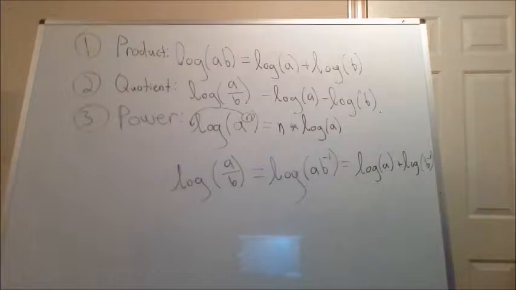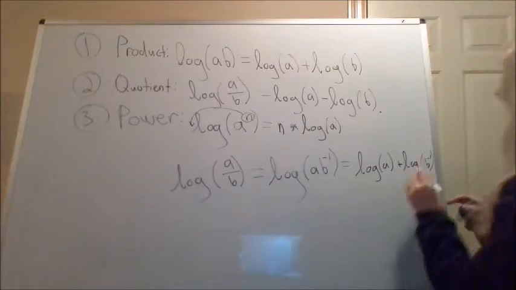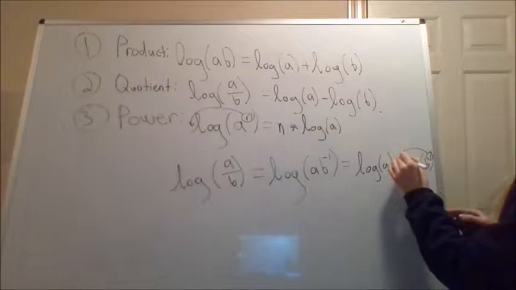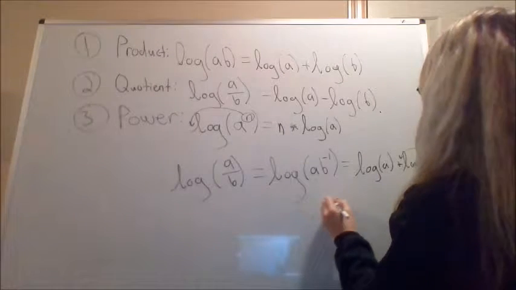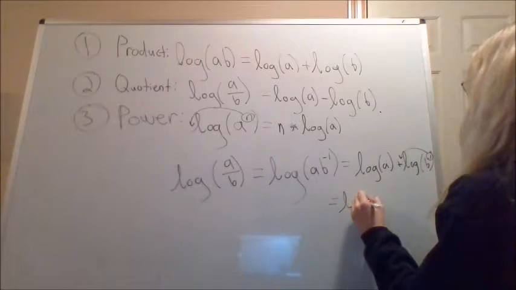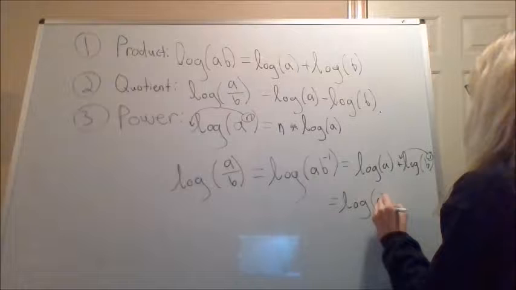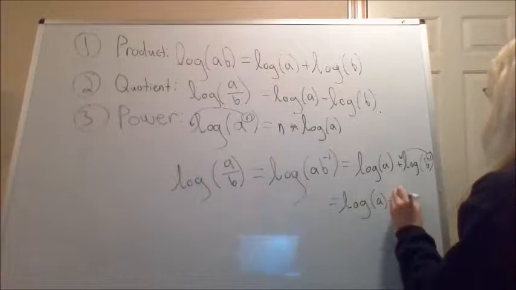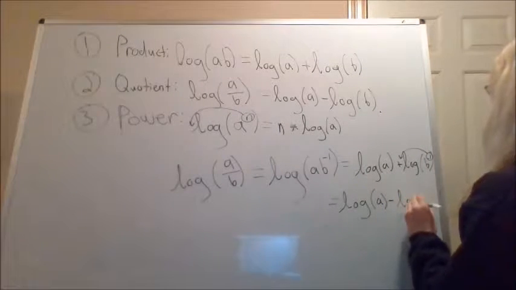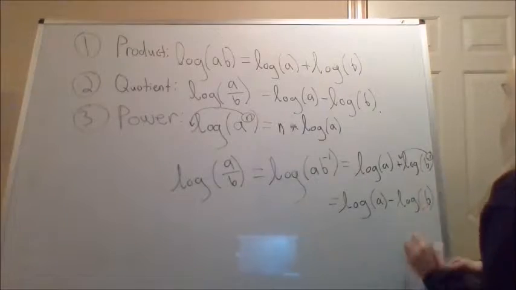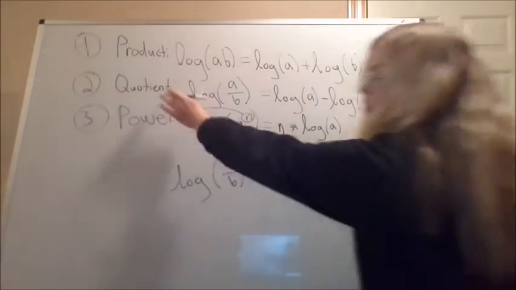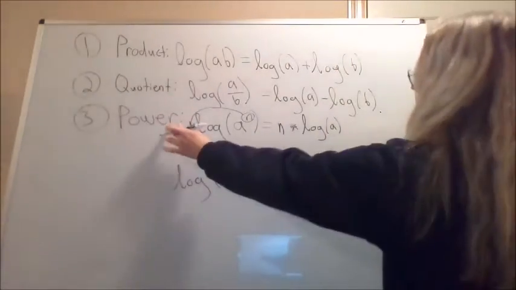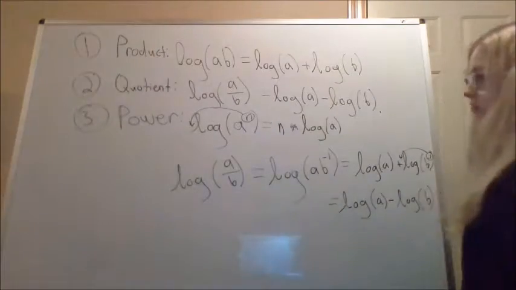And then right here, we can use our power property to bring the negative 1 out in front. And we get log of a minus log of b. And so that's how we get the quotient property from the power property and the product property.